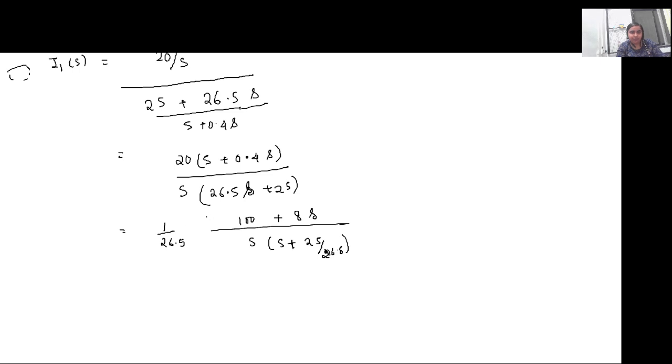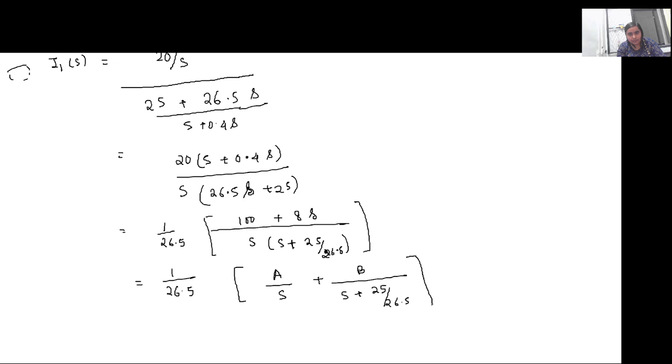This is the expression we have until now. Since this is not a very straightforward one that we could write in terms of a plus b, we will write this expression in terms of partial fractions. So let 1 by 26.5 be outside. We can write it in terms of a by s plus b by (s plus 25 by 26.5). Is this fine?